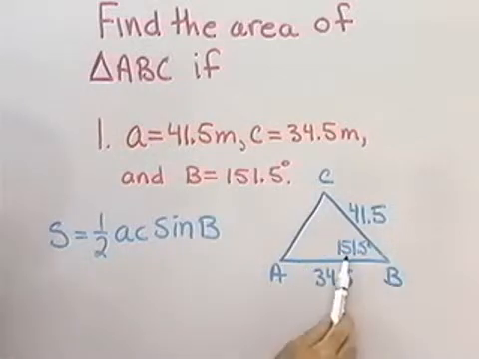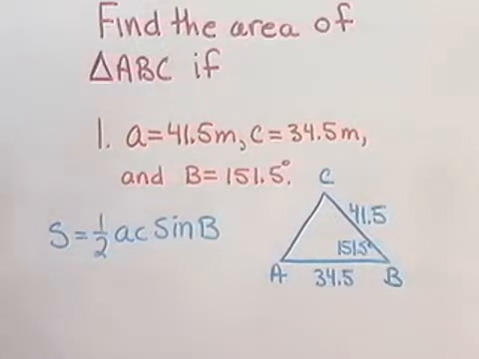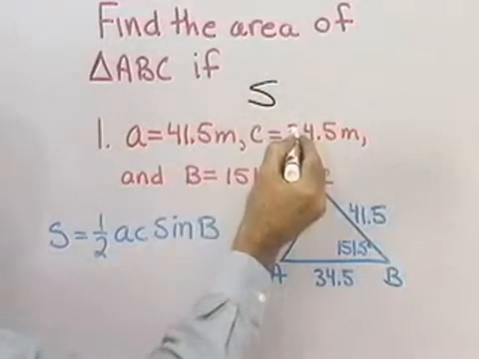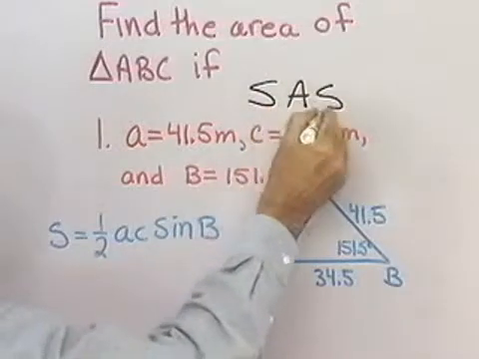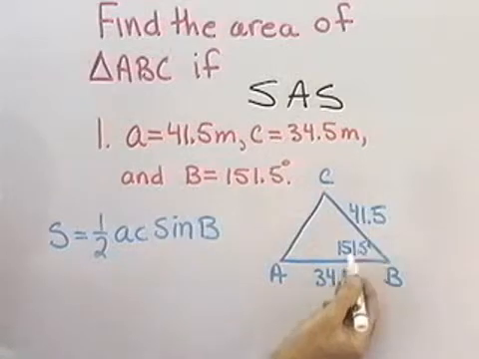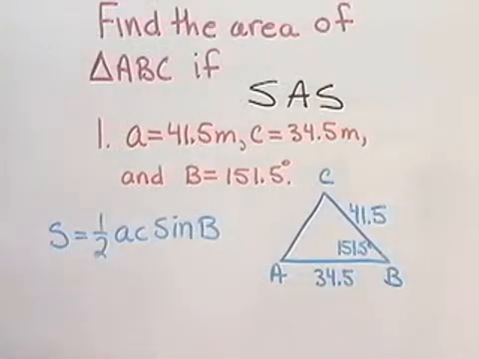this. And what you can see is that I have this angle and the two sides that are adjacent to it. So what I have is a situation that we can call side, angle, side. So two sides and the angle included between them. In that situation, we use this formula to find the area of the triangle.